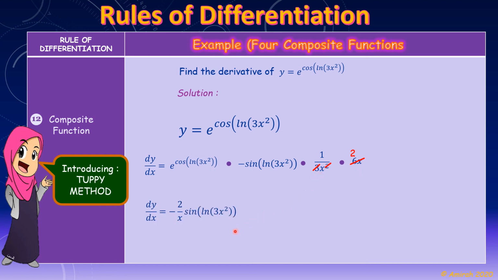After we simplify, the final answer is negative 2 over x times sin ln 3x squared times e to the power of cos ln 3x squared. So this is the final answer. Okay, got it?